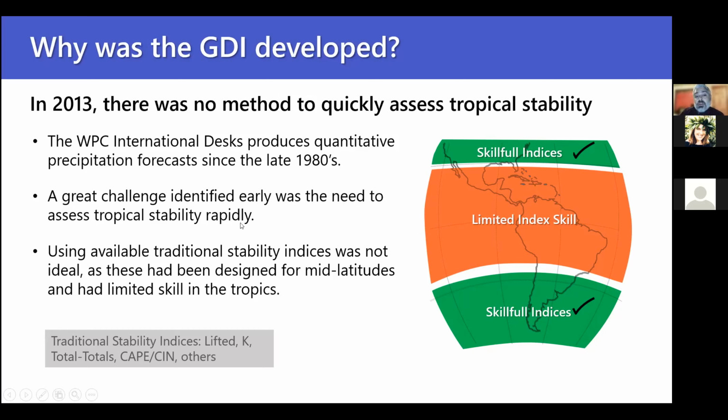What he was also doing was trying to apply traditional stability indices. Here we have some: the lifted, the K, totals, CAPE and other quantities for convection, and then others, but they weren't working. The main reason is that these indices were, for the most part, developed for the extratropics. And these indices, under certain circumstances, could be very skillful in the extratropics, as you can see, even in South America. But in the tropical region, none of these indices were producing very good results. So it was really a challenge to assess tropical stability quickly.